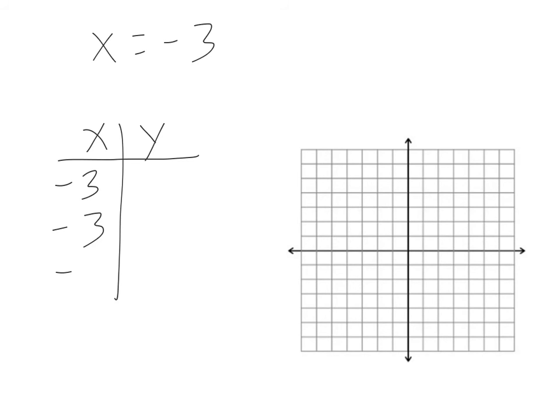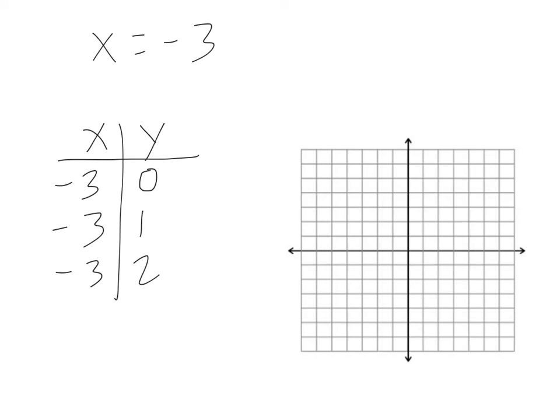So we can't pick 0, 1, 2 like we did before. X has to be negative 3. So that means our y is the thing that's going to change. So our y will be 0, 1, and 2. This is a special kind of equation, a special kind of function, and we'll talk more about this later. But for right now, let's graph our points that we have here.